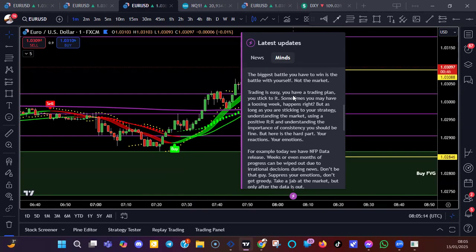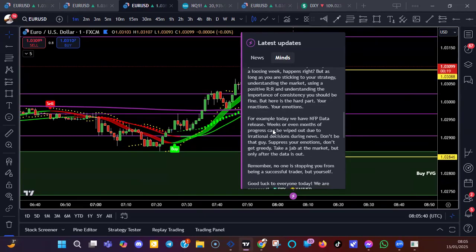Trading is easy. You have a trading plan. You stick to it. Sometimes you may have a losing week. Happens, right? But as long as you're sticking to your strategy, understanding the market, using a positive risk to reward, and understanding the importance of consistency, you should be fine. But here is the hard part. Your actions, your emotions, that's the hard part.